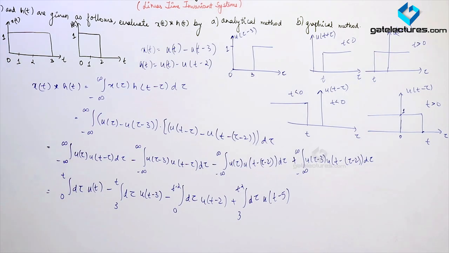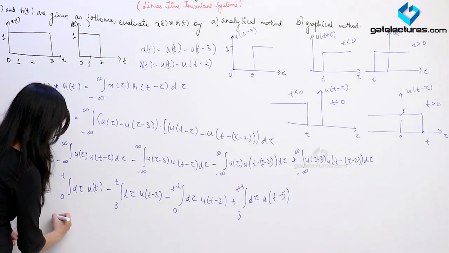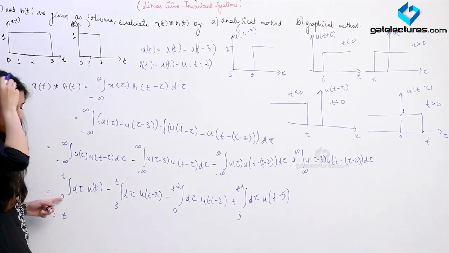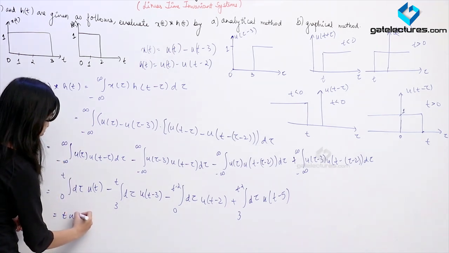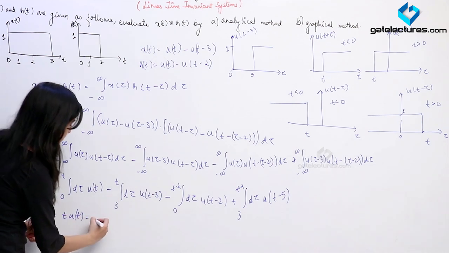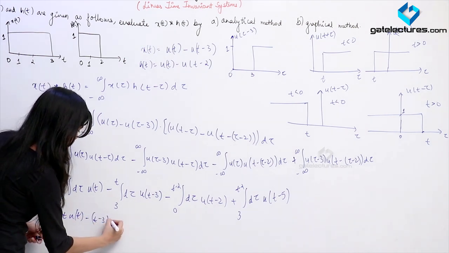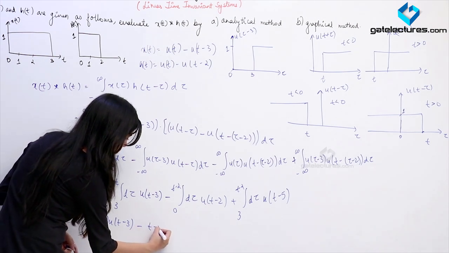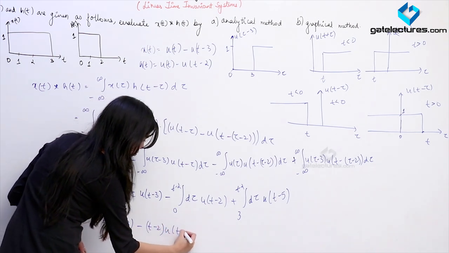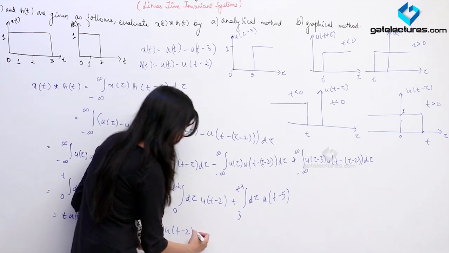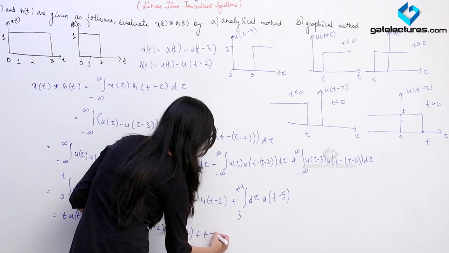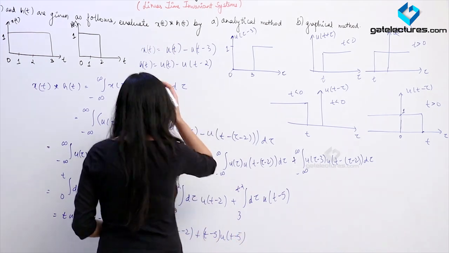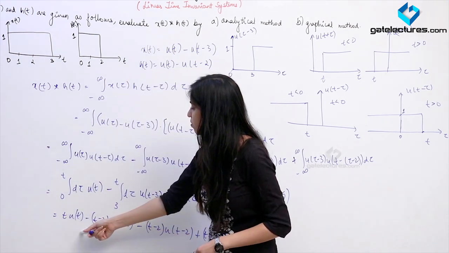Okay. Fine. If you just perform this integration now, the result is going to be t, since the upper limit is t and the lower limit is 0. So t u(t) minus (t minus 3) u(t minus 3) minus (t minus 2) u(t minus 2) plus (t minus 5) u(t minus 5). Okay, so now you know these, what are these?